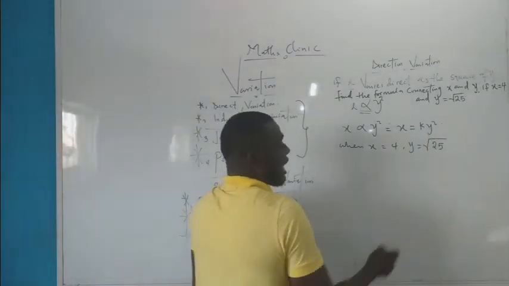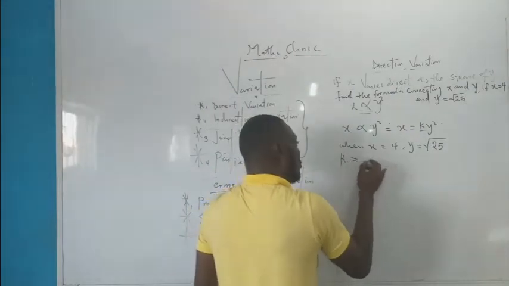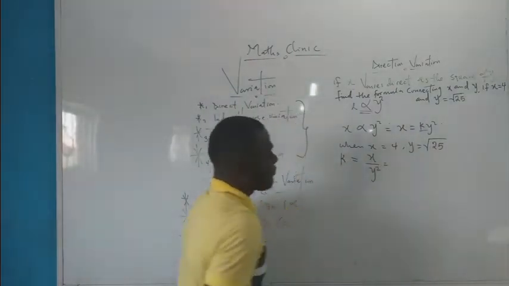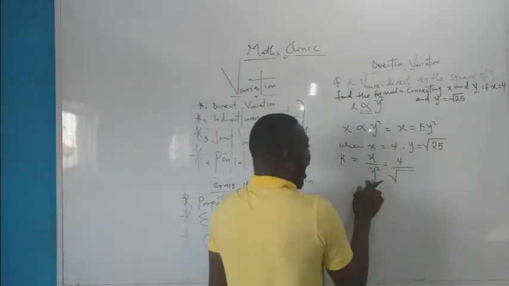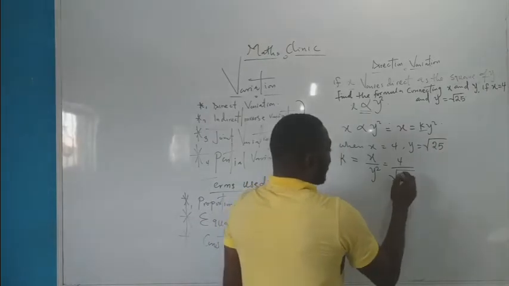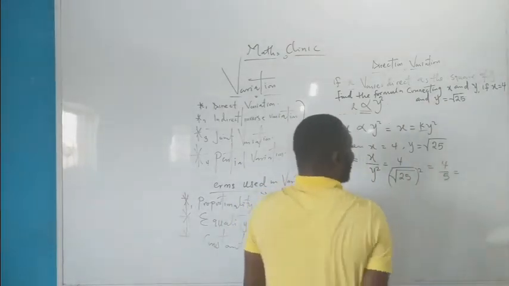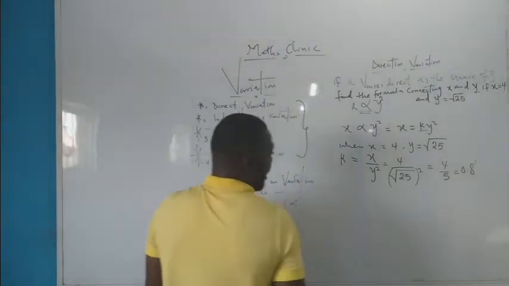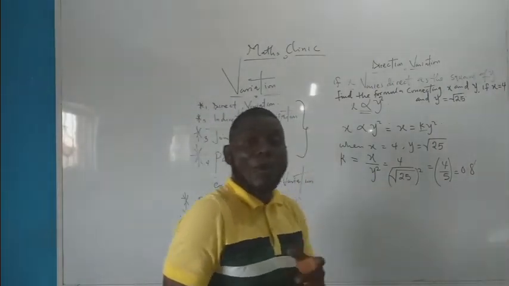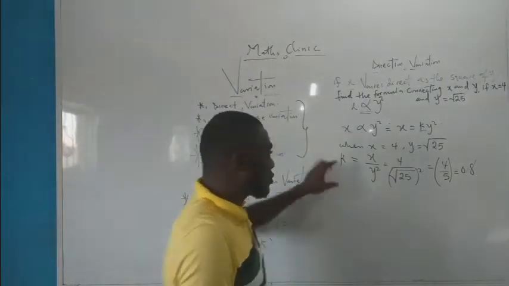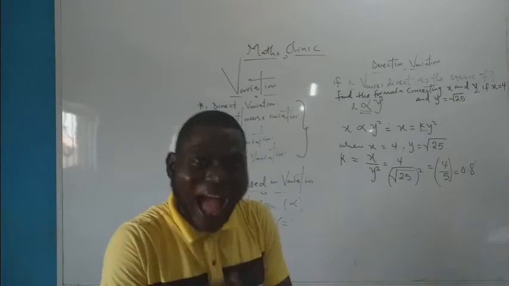It means that we want to solve for k, which is unknown. Make k the subject of the formula, so k equals x over y squared. X is 4, and y squared is root 25 raised to the power of 2, which is 25. So k is 4 over 25, giving 0.16. But we are not asked to find the constant k; we are told to find the relationship that connects x and y.